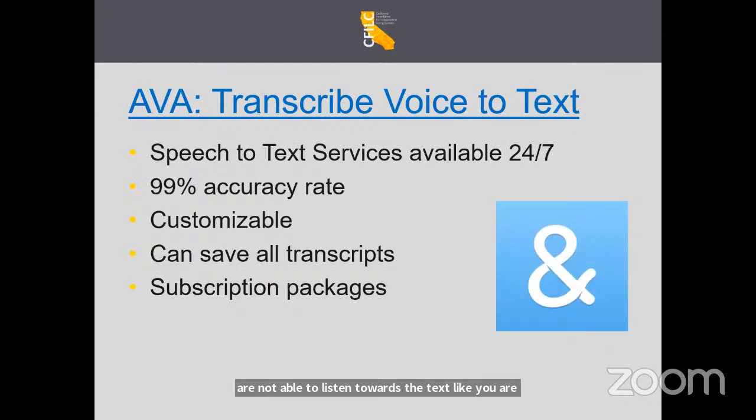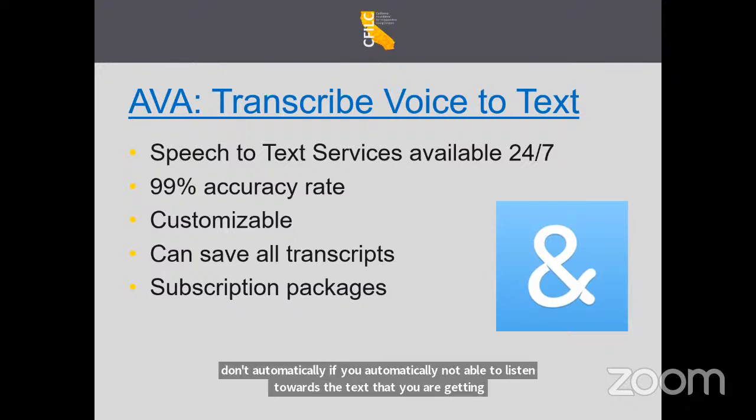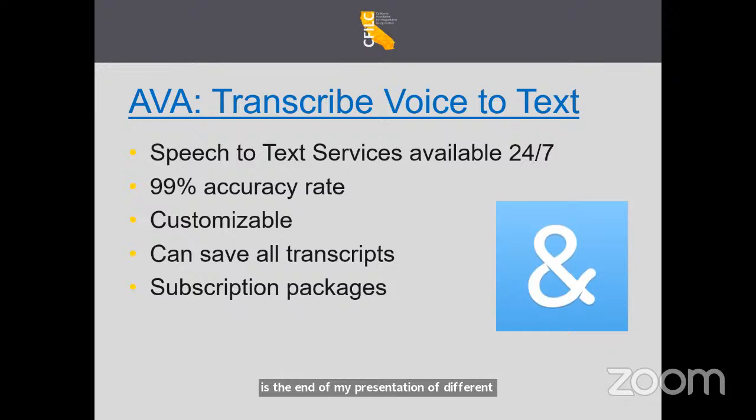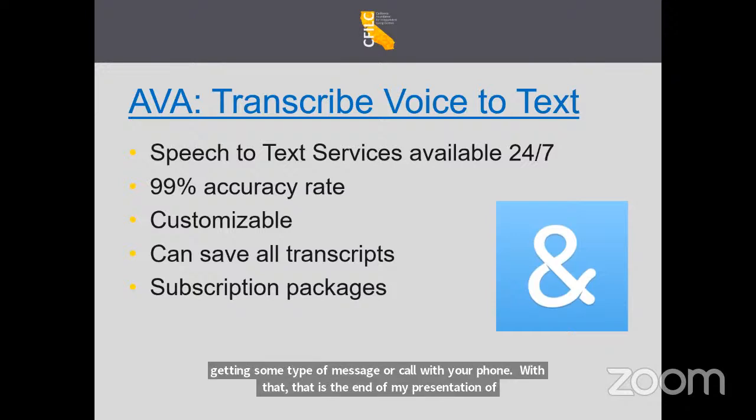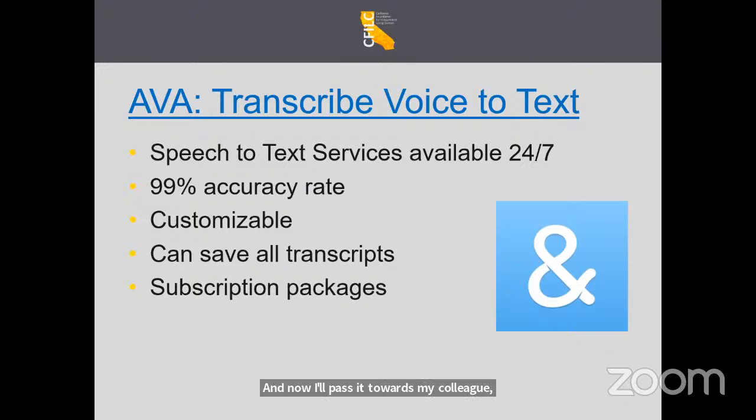Ava Transcribe Voice to Text is another great accessibility app available for iOS users. On this slide, we have the app icon for the Ava app. Ava uses captions to transcribe voice to text to provide accessibility for deaf or hard of hearing iOS users. Speech-to-text services are available to Apple users at all times.